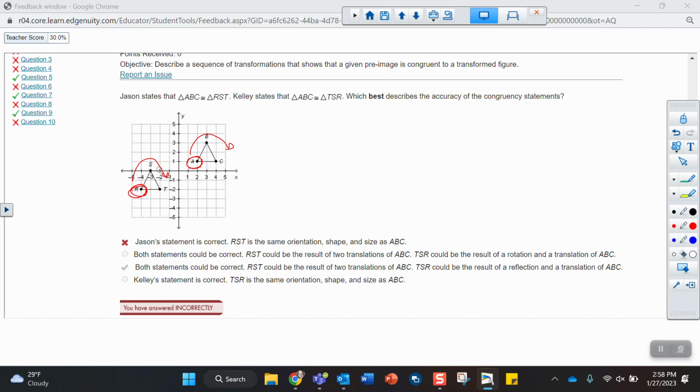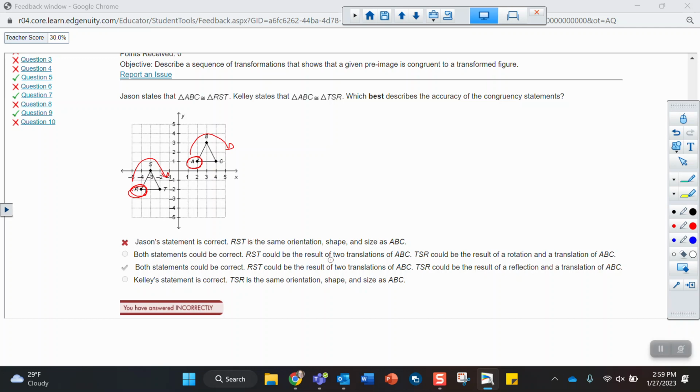But now let's look at what kind of transformation we had. It doesn't actually say. What's interesting about a triangle like this is we could have a reflection here and maybe we can't see it because the triangle itself is symmetric. So let's just read these. Jason's statement is correct. RST is the same orientation, shape, and size. So that's not wrong. Both statements could be correct.